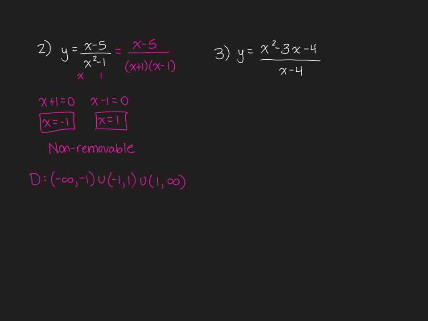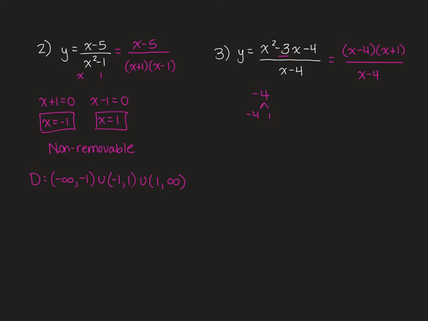Okay? Last one, number 3, we have x squared minus 3x minus 4 over x minus 4. So, see if you can factor. The numerator, we need two numbers that will multiply to negative 4, but add to negative 3. So our numbers would be negative 4 and a positive 1. So this factors to x minus 4 and x plus 1 over x minus 4.